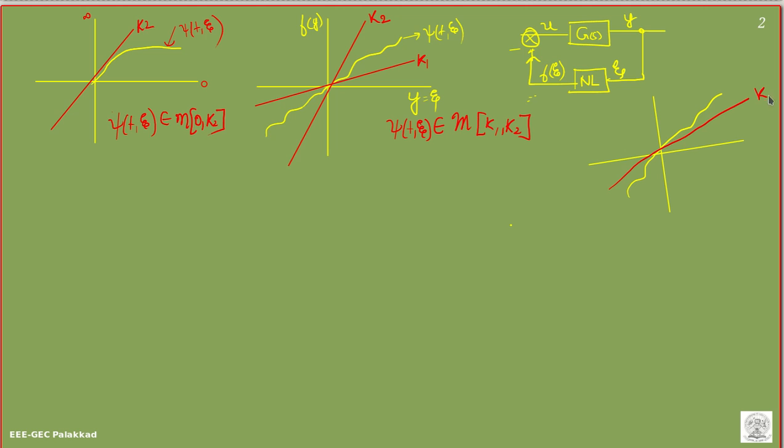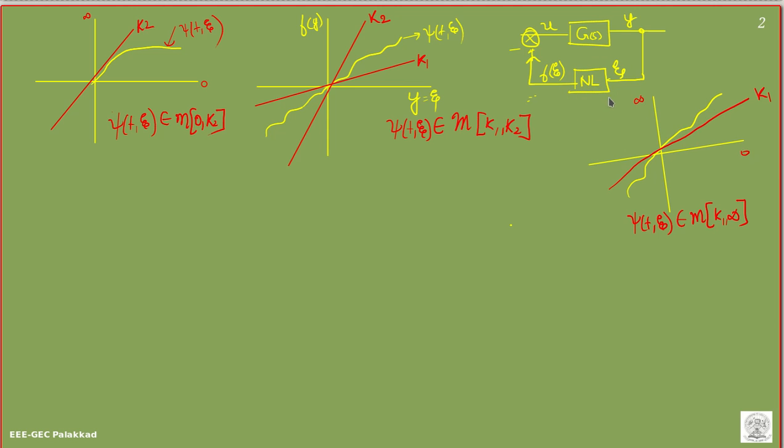This is k1. So this sector we can write as psi of t comma zeta is an element of the sector k1 to infinity. Okay, so now let us see how we can transform. We know that if this nonlinearity lies within the sector 0 to infinity, it is a passive nonlinearity.